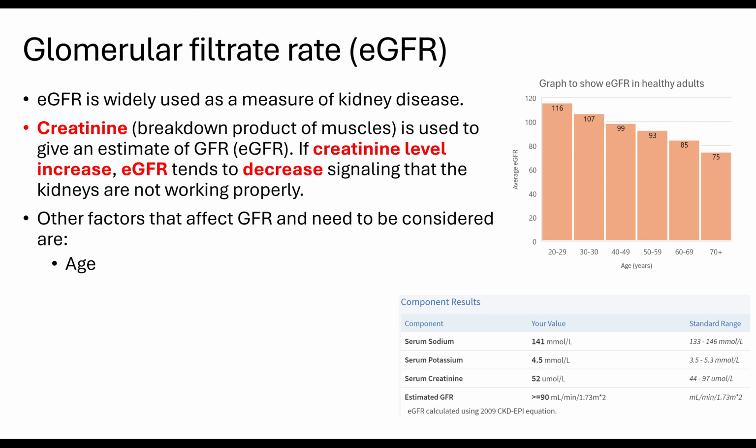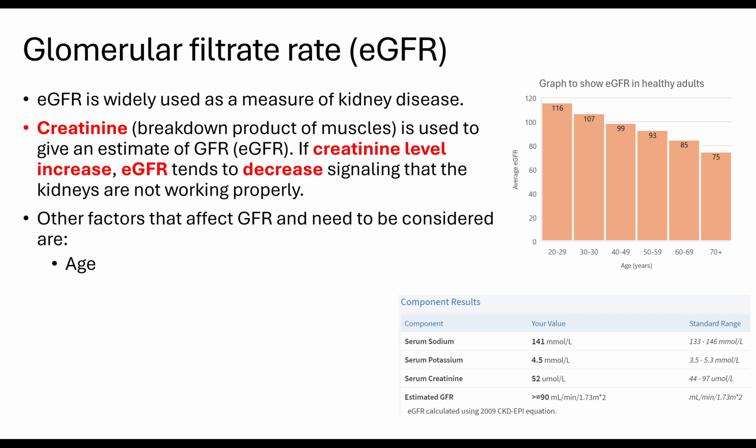For example, what age is the patient? Because as you can see from the graph, healthy adults, as they age, their estimated GFR actually decreases, but it never decreases less than about 75. So anybody older than 70, their GFR should not be below 75. So age is a factor that needs to be taken into consideration.